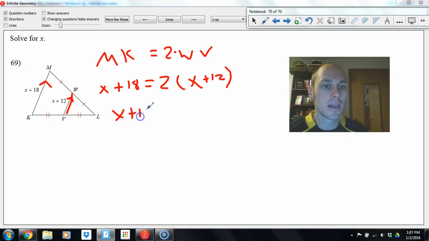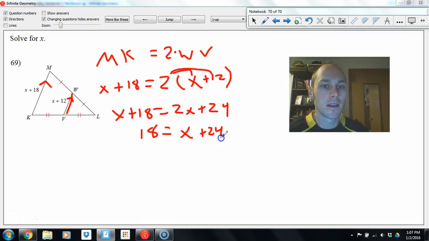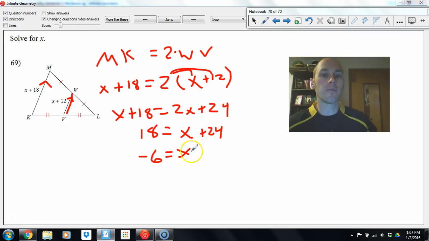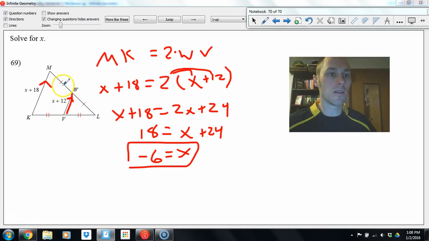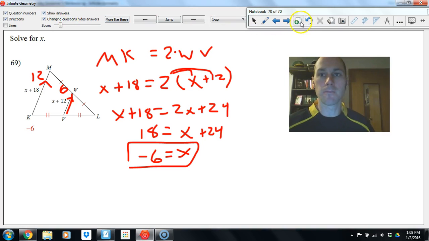So I distribute. x plus 18 will be equal to 2x plus 24. Solve for x, so subtract x from both sides to get 18 equals x plus 24. Subtract 24 from both sides, x is negative 6. You think, well, that's an odd value. I know distances aren't negative, but keep in mind that's just x. If we were to put it back in, negative 6 plus 12 is 6. Negative 6 plus 18 is 12. This side is double that one, double the mid-segment. So that should be correct.